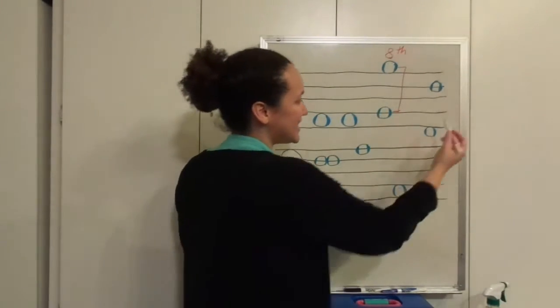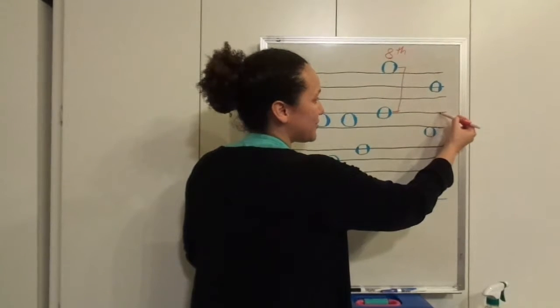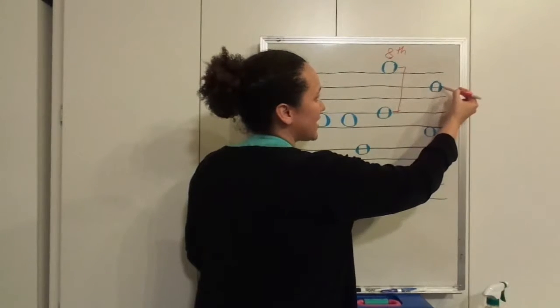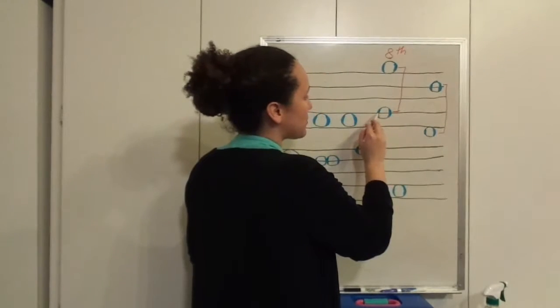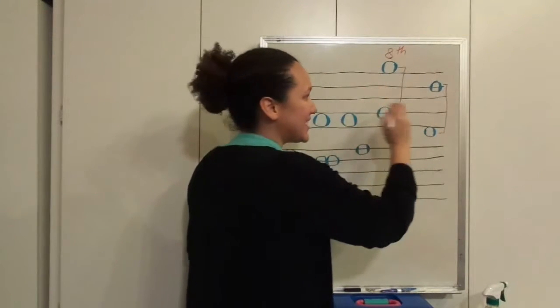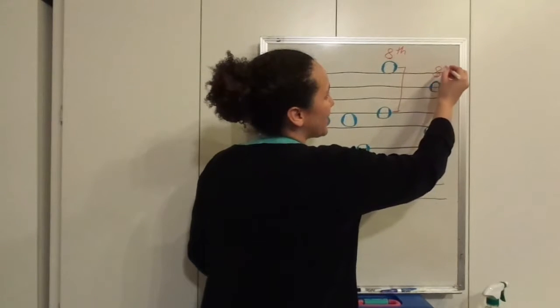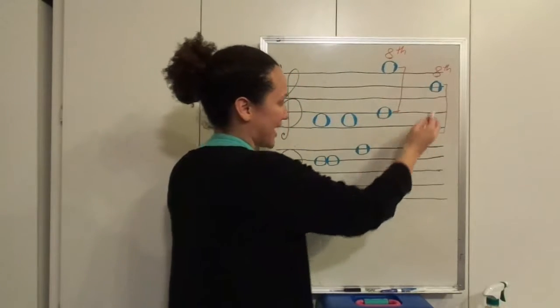Let's do the same with this D over here. 1, 2, 3, 4, 5, 6, 7, 8. So from a G to another G is an eighth. From a D to another D is also an eighth. Or the next G, I should say, or the next D.